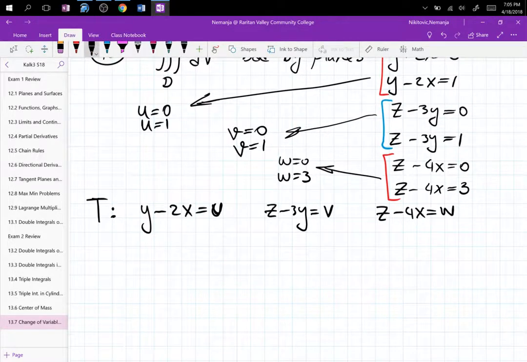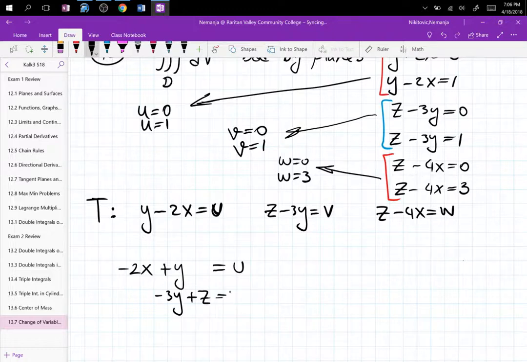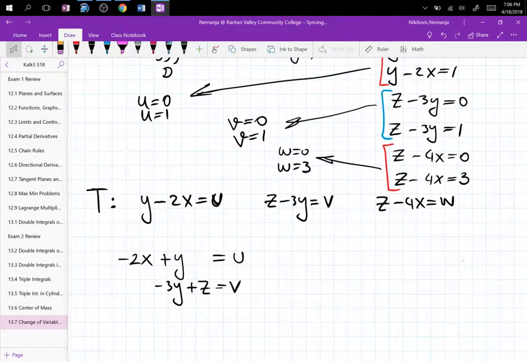So this is the fun part now. y minus 2x equals u. Aha. Let's write them as a system of equations. So negative 2x plus y plus 0z equals u. And then the next one is negative 3y plus z equals v. And the last one is negative 4x plus 0y plus z equals w.